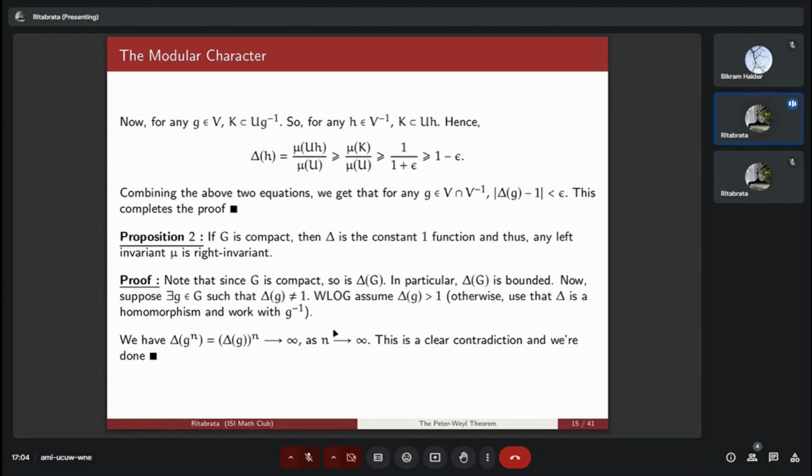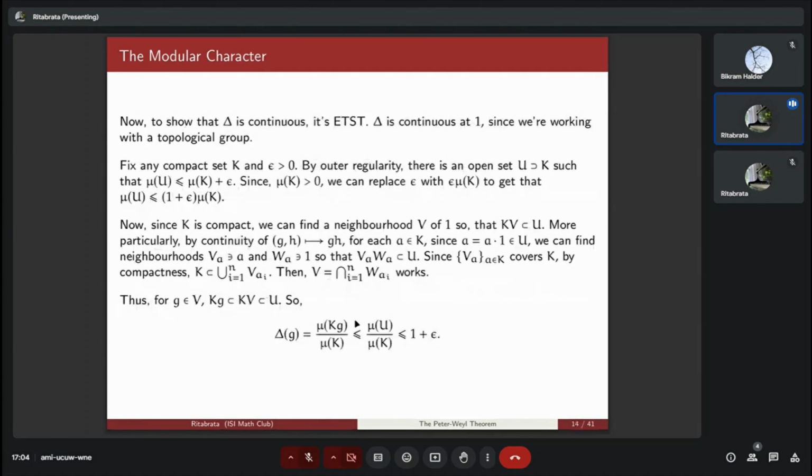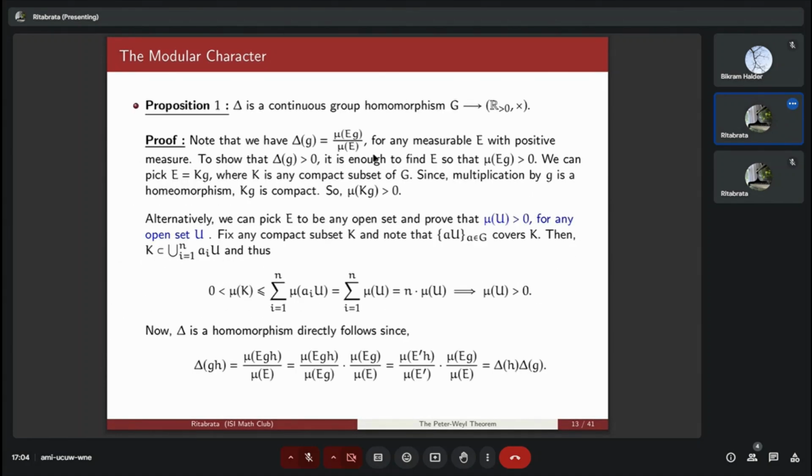So this clearly implies, from the definition of delta of g as mu of Eg by mu of E, that if our group is compact, then mu of Eg equals mu of E for every measurable E. This basically implies that for compact groups, all left invariant Haar measures are also right invariant.